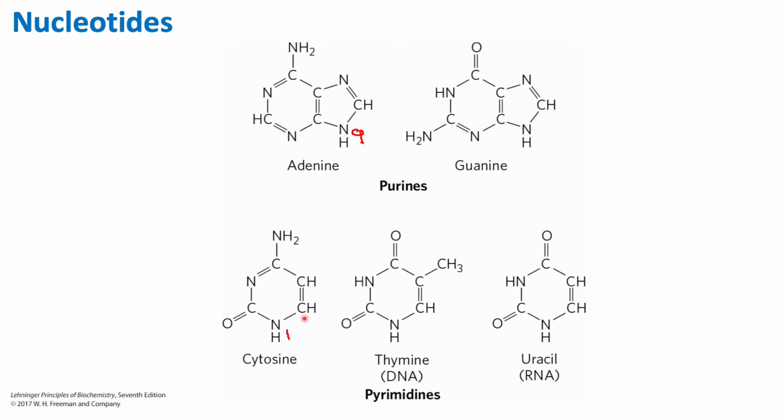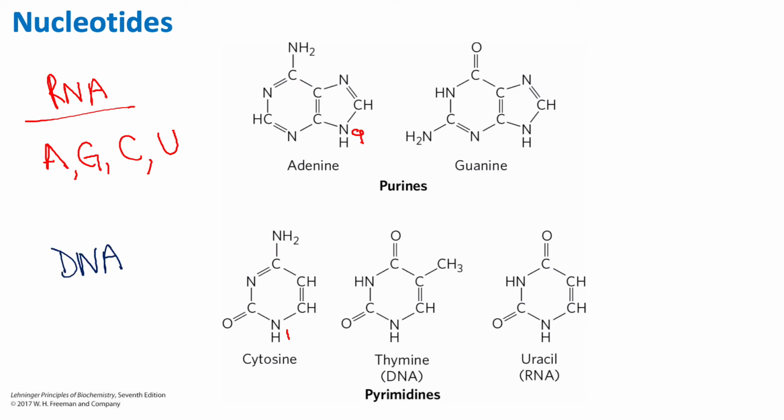We see actually 3 different compounds. We have cytosine, thymine, and uracil. Now, you may ask, why do we have 3 pyrimidines, but we only have 2 purines? Well, when we talk about DNA and RNA, so we have RNA. Within RNA, we have A, we have G, we have cytosine, but we do not have thymine, and instead we have uracil. And when we talk about DNA, in DNA we have adenine, we have guanine, we have cytosine, and we have thymine, but no uracil.